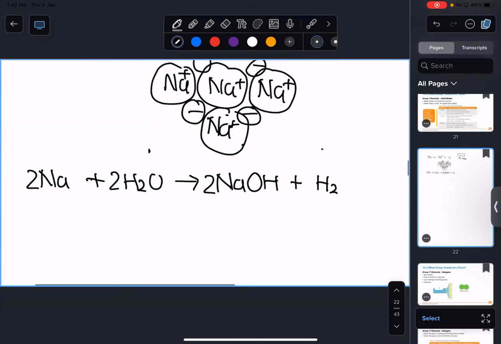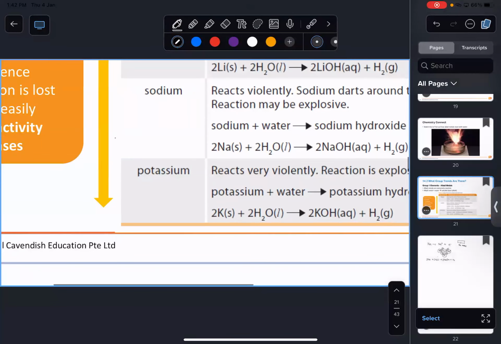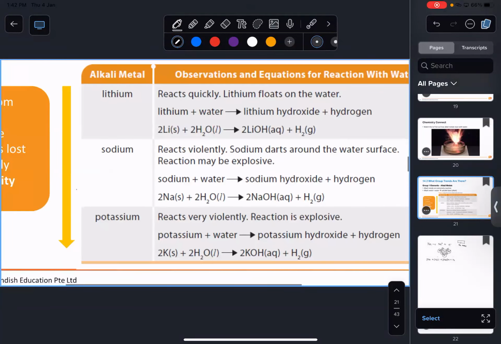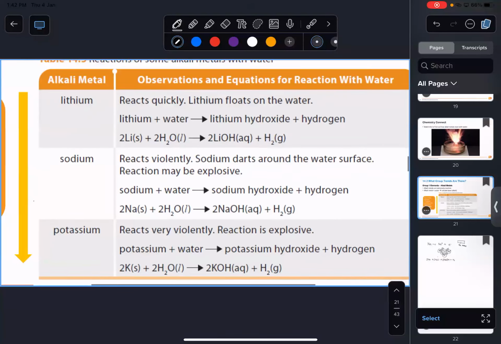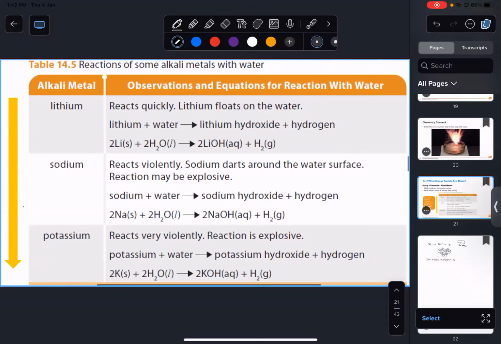Yes, it's already here. Everything is here. I'm just showing you how to get it. Okay, so I repeat, it's the same thing for the sodium and potassium. I'm only swapping the metal.